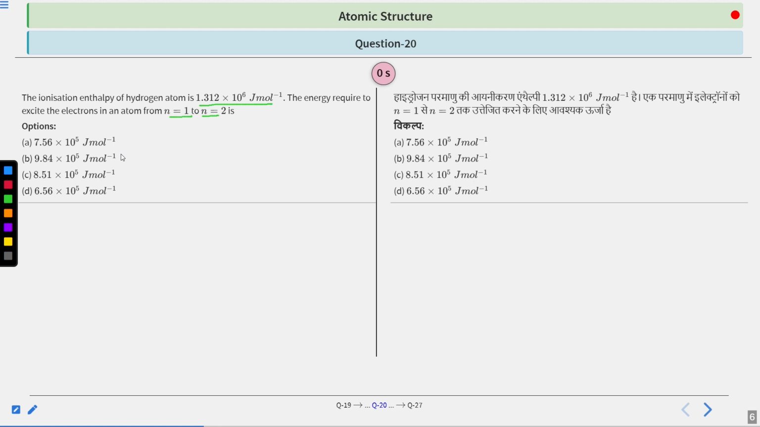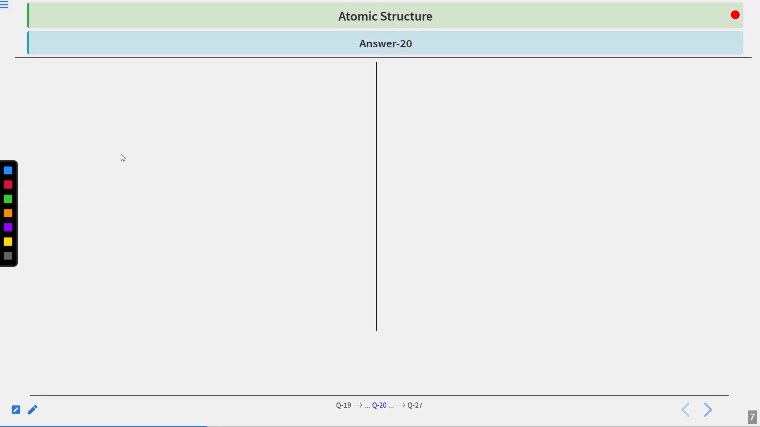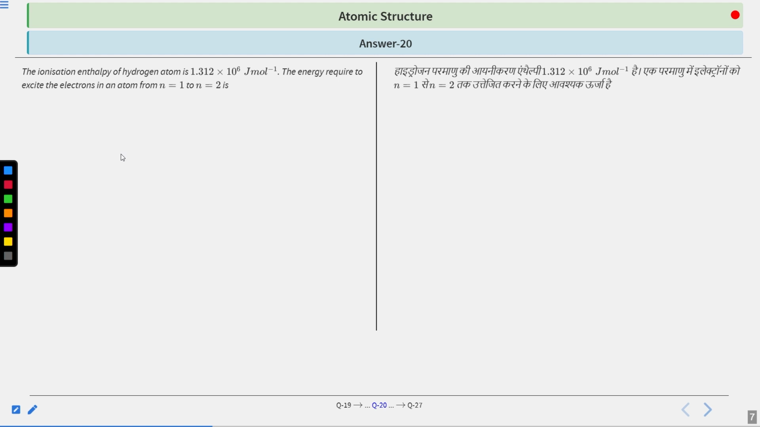Let us see the solution, how we can solve it. What is the question? The question says that the ionization enthalpy for hydrogen atom is given. Hydrogen atom contains one electron. So the energy required to take the electron from the gaseous phase of hydrogen, which is already present in the gas phase in normal condition, is basically the energy required to remove the electron from the first orbit of the gaseous hydrogen atom. And this value is given as 1.312 into 10 to the power 6 joule per mole.